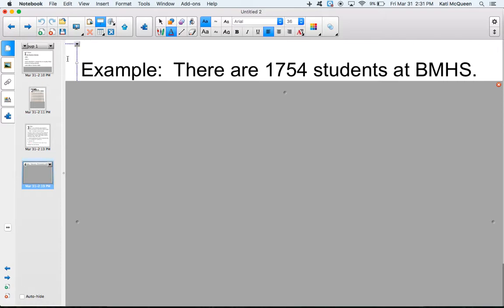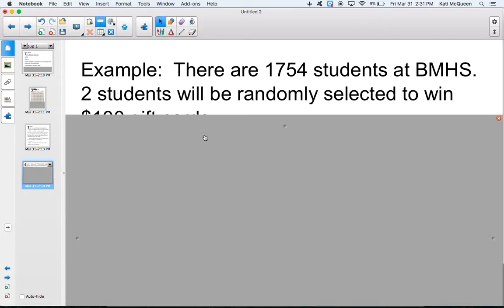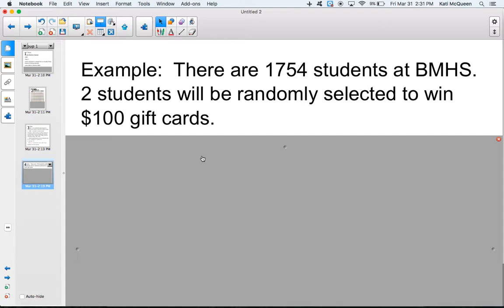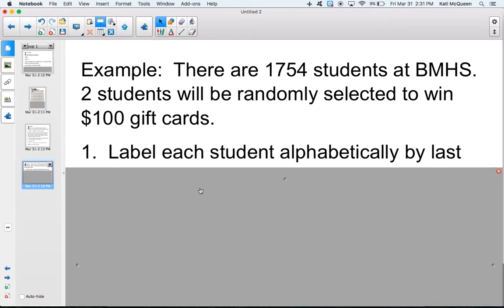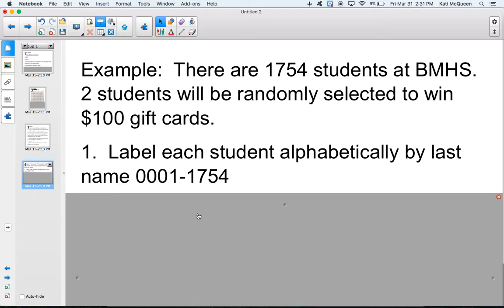So let's look at a bigger example here. There are 1,754 students at BMHS, and 2 students are going to be randomly selected to win $100 gift cards. So to do my SRS, I'm going to start by labeling. I'm going to label each student alphabetically by last name. And since there's 4 digits here, because there's 1,754 students, my first number also has to be 4 digits. So I'm going to start with a 1, but I'm going to fill those zeros in until they match. So they both have to be 4 long.